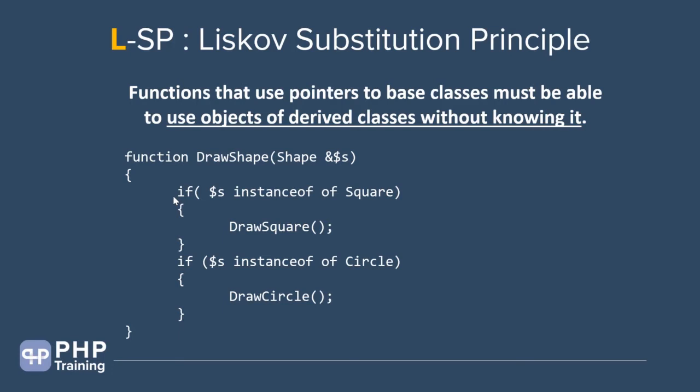So understand this concept. It's saying that the function that is using pointers to the base classes must be able to do the job without even referring to what its children are, because if you keep referring to your child, then your function is never complete, and whenever there's a change, your function has to change. So you should not change your function. It should be open for extension and closed for modification.